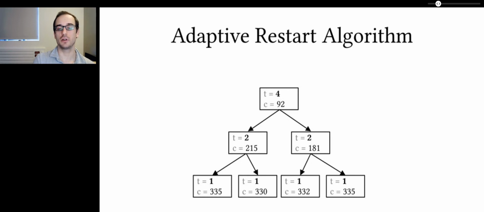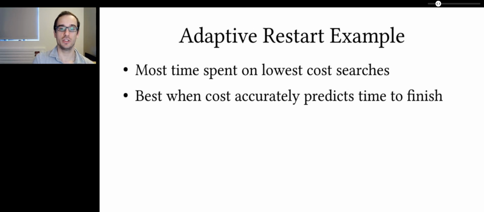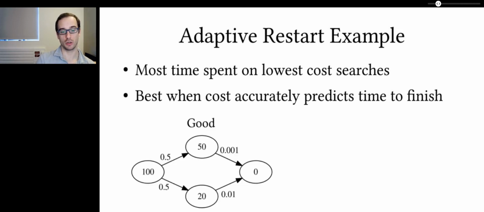The adaptive restart algorithm is going to repeat this process in a depth-first way until we come across a cost 0 or a correct program. So the adaptive restart algorithm has the advantage of spending most of the time on the lowest cost searches. This is going to work well when the cost is a good predictor of the time to finish for a particular search. We can construct a Markov chain where this is the case.